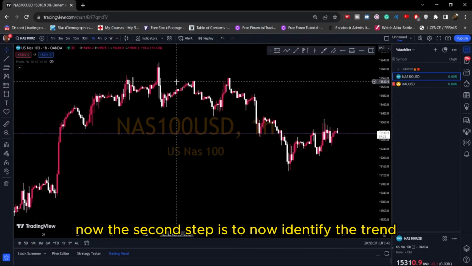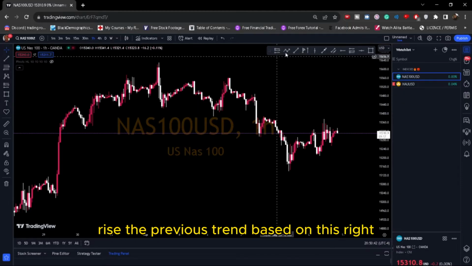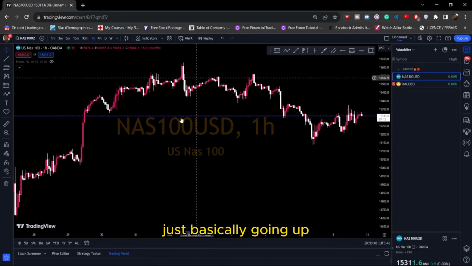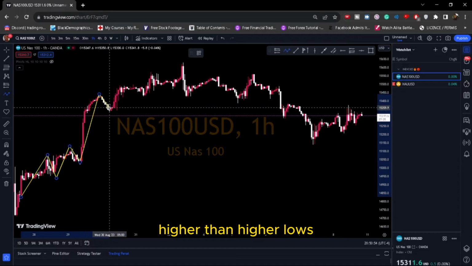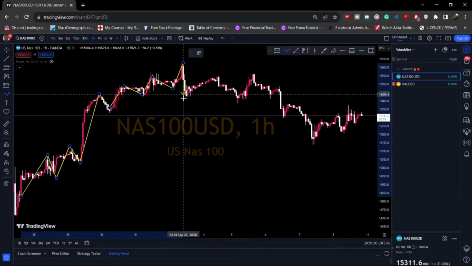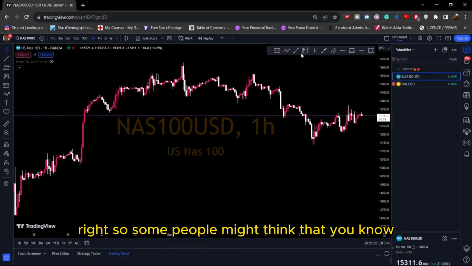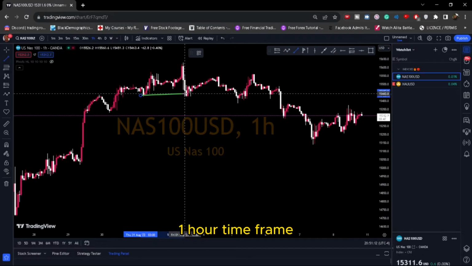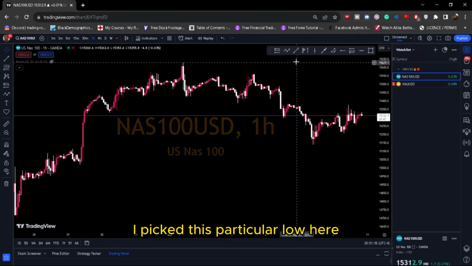Now the second step is to identify the trend, the previous trend and then the current trend. So in the 1 hour time frame, if I reset my charts, the previous trend was basically going up, creating higher highs and higher lows. And then all of a sudden it created this low, created this high, then this high now broke below this low, or these two lows here. Some people might think that you're going to wait for this low to be broken for us to consider it a break of structure in the 1 hour time frame. You're not wrong, you can choose either way, but for me personally, I picked this particular low here.